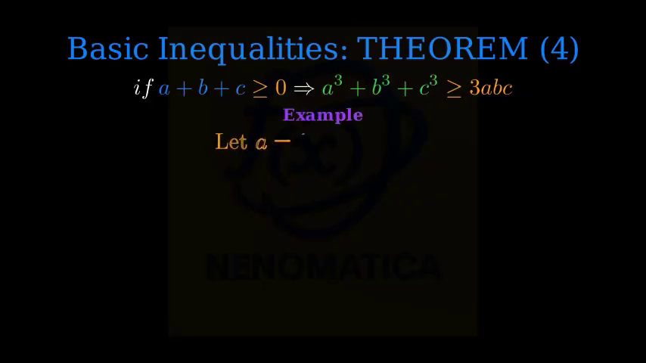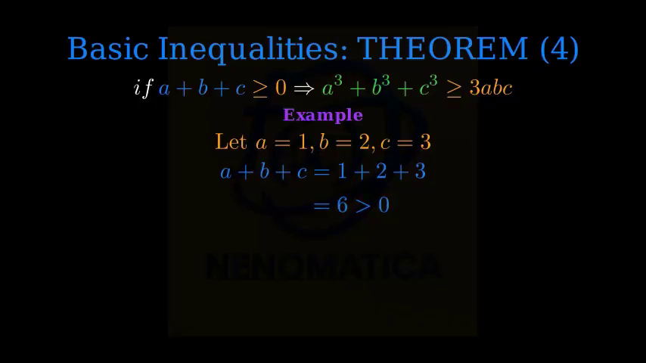Let's look at an example to understand this theorem better. For our example, let's set a equals 1, b equals 2, and c equals 3. First, let's check the condition. We need to verify that a plus b plus c is greater than or equal to 0. In this case, 1 plus 2 plus 3 equals 6, which is greater than 0. So our condition is satisfied.